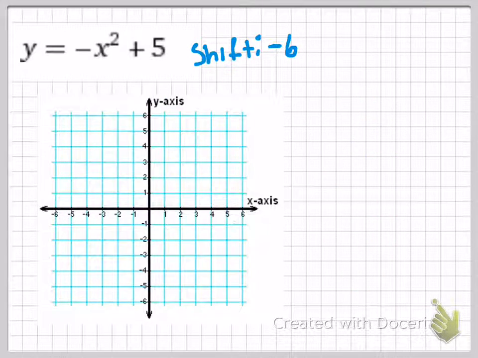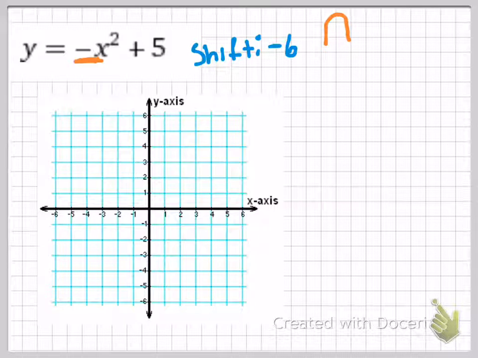Let's take a look at this one. So this example is only slightly different from the last. We see that this time we have a negative in front of the x squared, so our graph is going to look something like this. And we see that wherever it starts, we're going to shift it down 6. So let's apply that shift first.